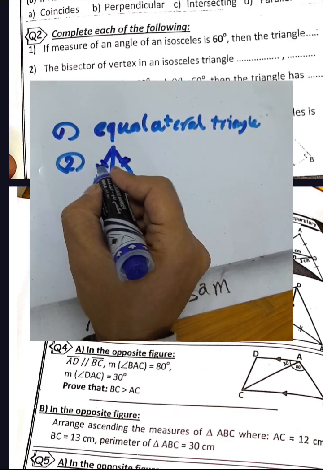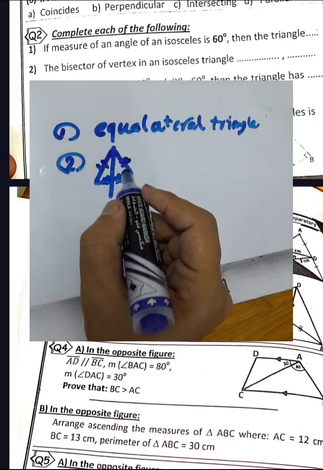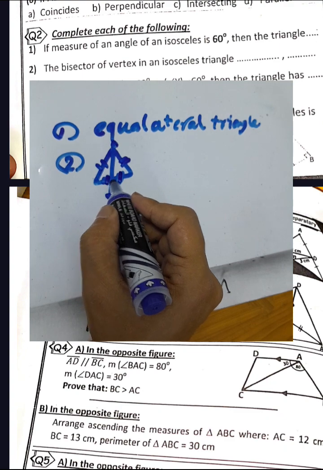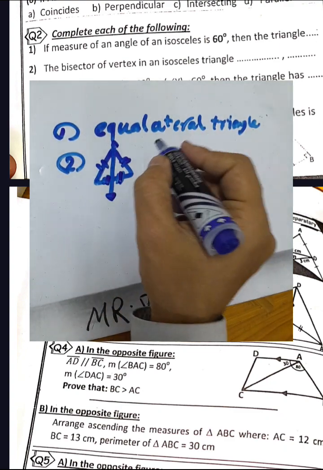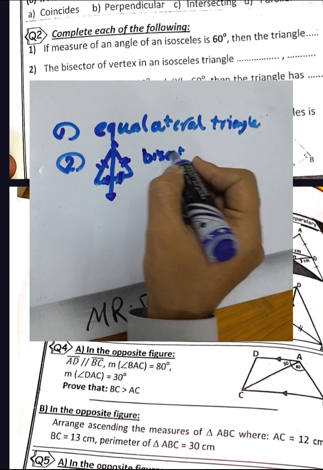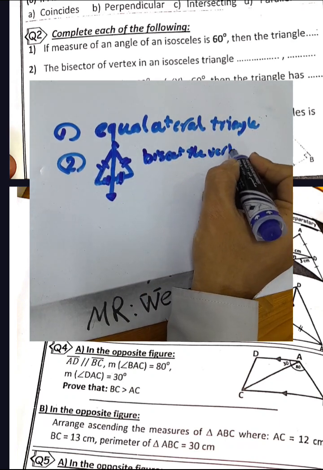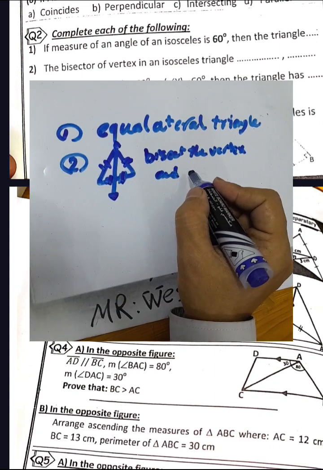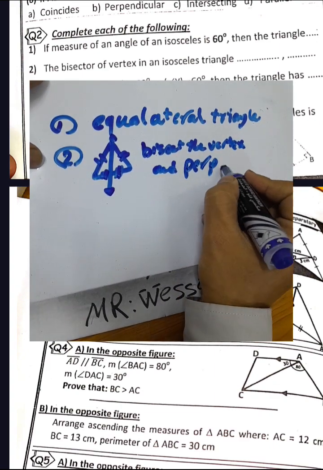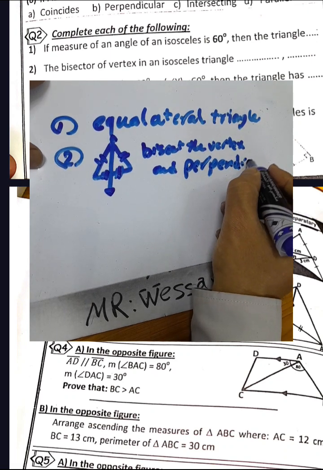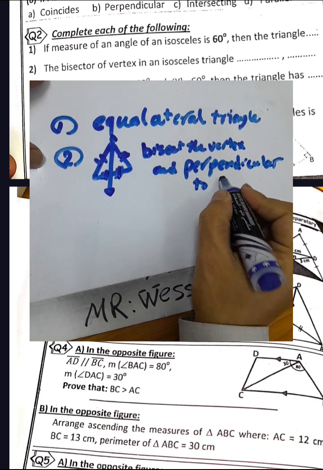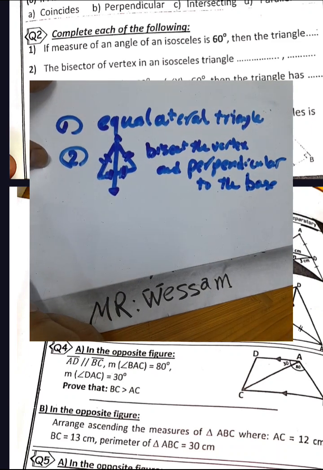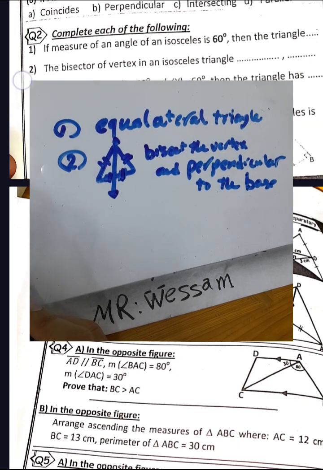We have an isosceles triangle. In an isosceles triangle, the bisector here bisects the base. Okay, what can it do? Bisect the vertex and be perpendicular to the base. Okay, it bisects the vertex and is perpendicular to the base.